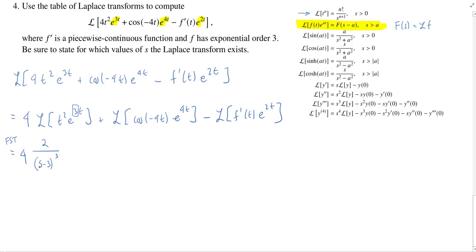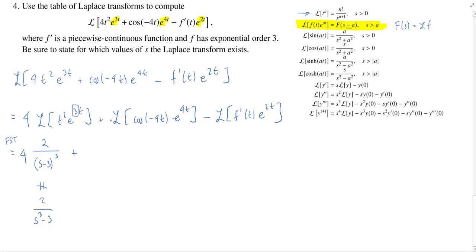Okay. So I get 4 times 2 over s minus 3 quantity cubed. Note, this is not the same thing. This is not equal to 2 over s cubed minus 3. You don't take the s cubed and then shift the output of s cubed. You have to take the entire function and shift every s, not s cubed, but s. You have to shift that by 3. Okay, so this is the correct answer.